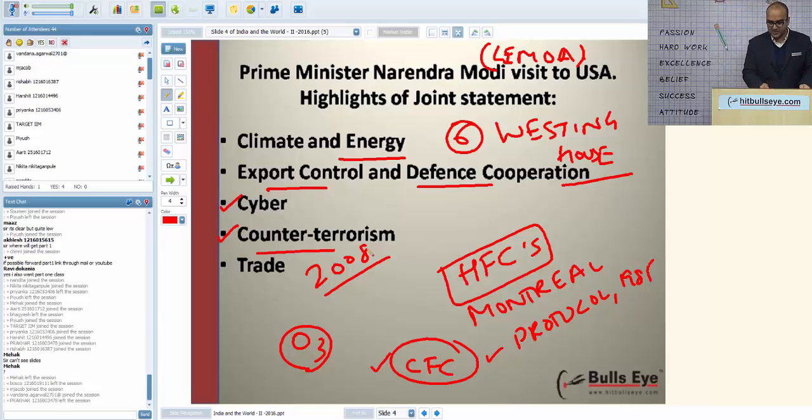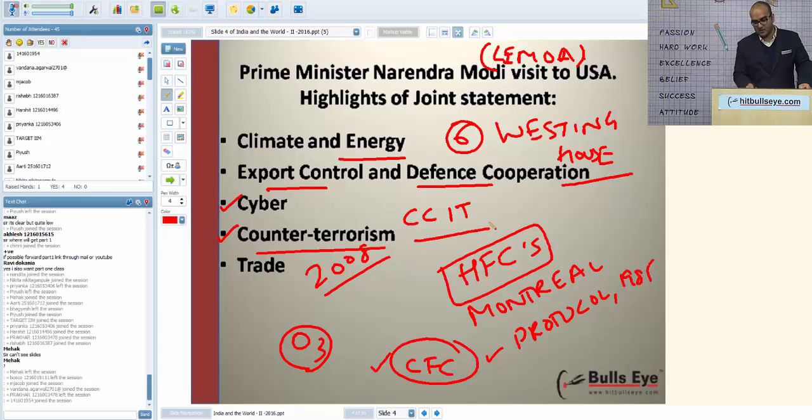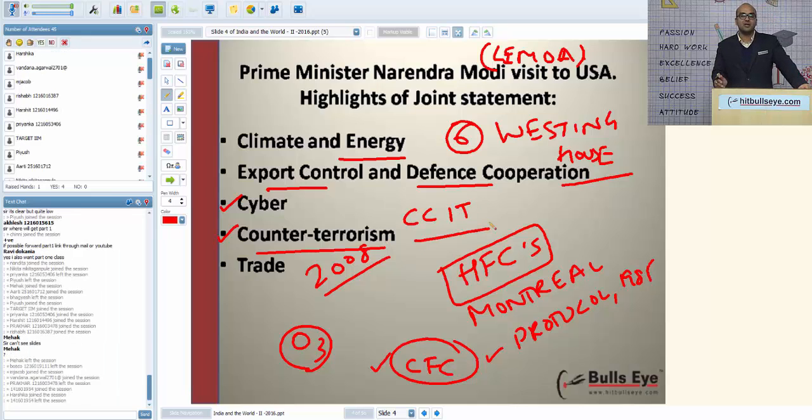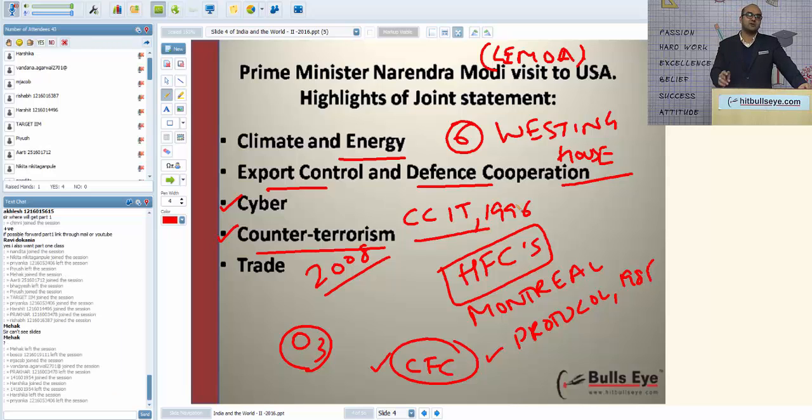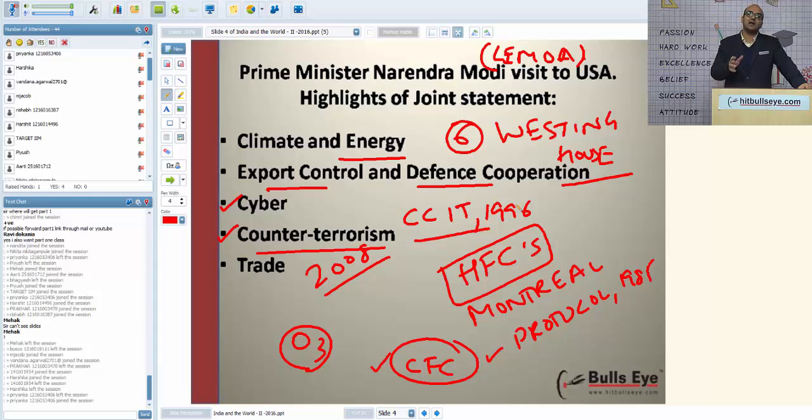The next important one is counter-terrorism. Now, there is an international treaty that India proposed in the UN called CCIT, the Comprehensive Convention on International Terrorism. Right, this was proposed by India in 1996. According to this treaty, if it is signed, it seeks to put sanctions on countries which allow their land to be used by terrorists to execute attacks on other nations, right?